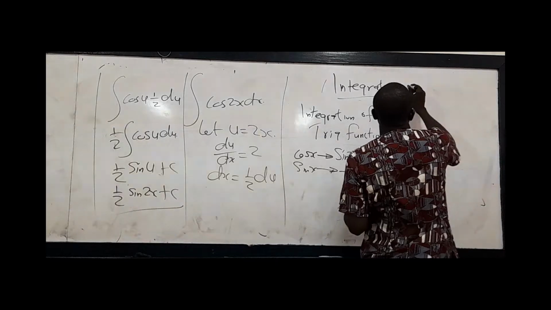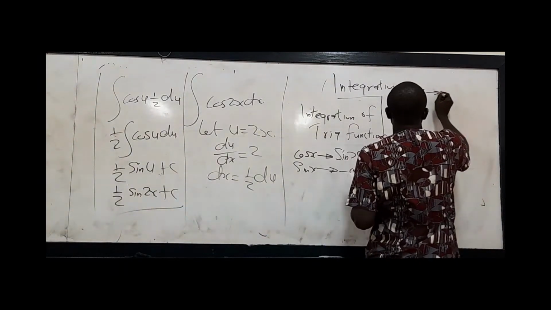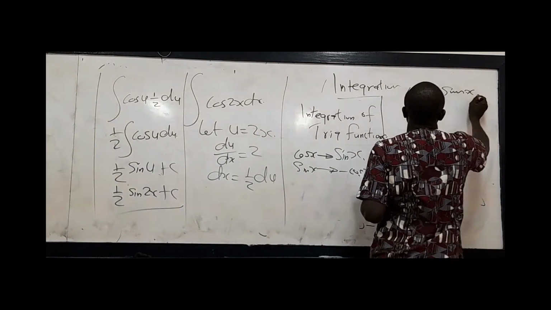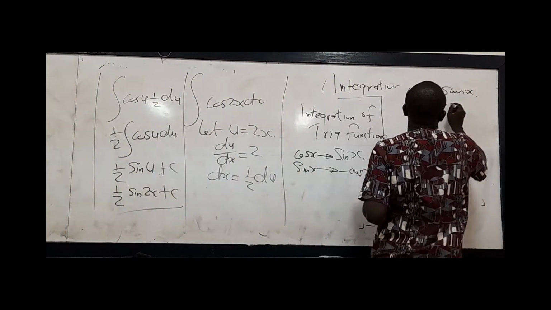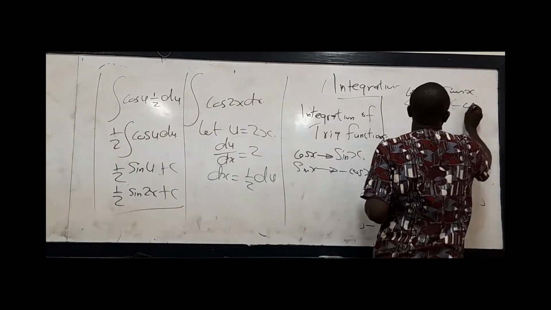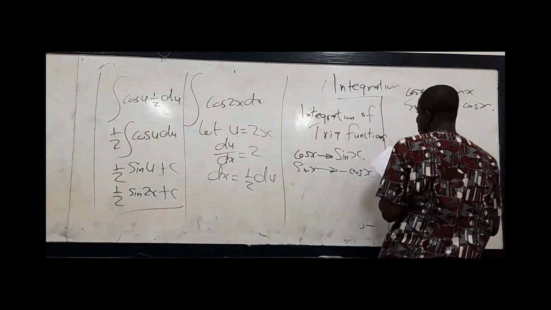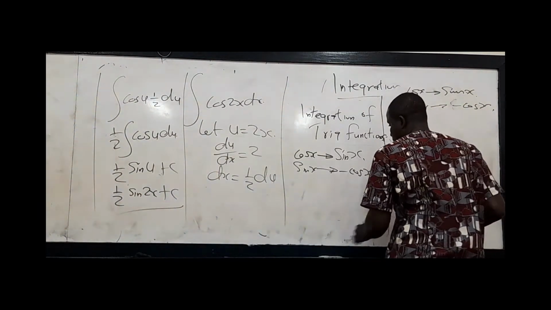Now, I said that cos x maps to sin x. But sin x maps to negative cos x in terms of integration. Okay.